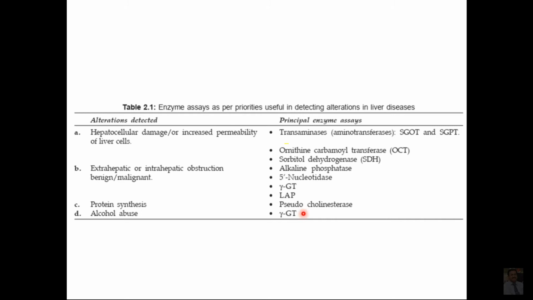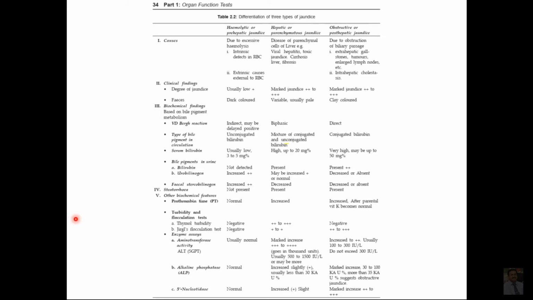So with this, we can conclude all the enzyme assays, as per the priorities, useful in detecting alterations in liver samples. There are four alterations. One is hepatocellular damage, the next is extrahepatic and intrahepatic obstruction, the third is protein synthesis, and the fourth is alcohol abuse. So the next one is organ function tests.